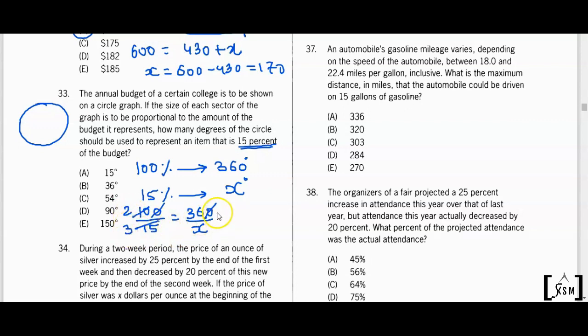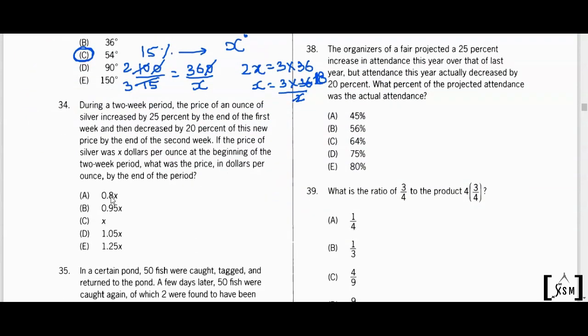So 2 over 3 equal to 36 over X. So let's solve it. 2X equal to 3 times 36. So X equal to 3 times 36 over 2, which is 54. So option C is the correct answer. So 15% represents 54 degrees, right? Let's solve question number 34.